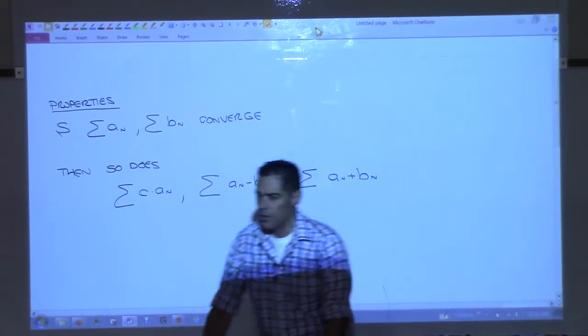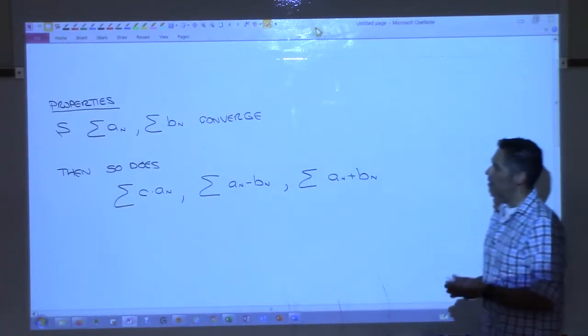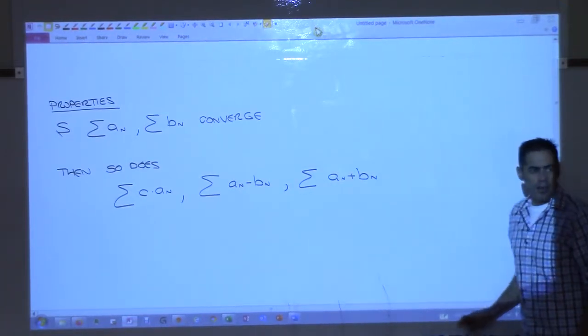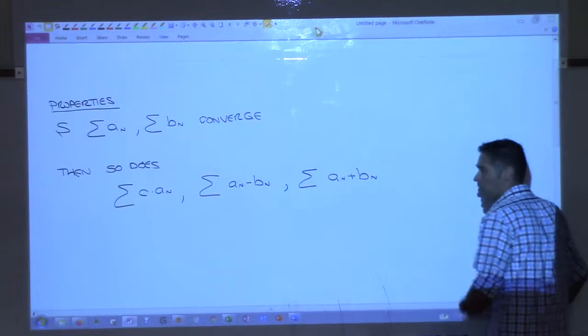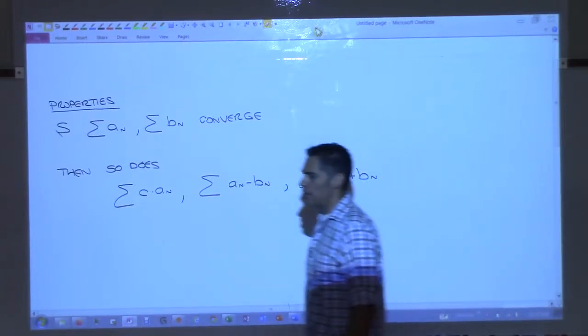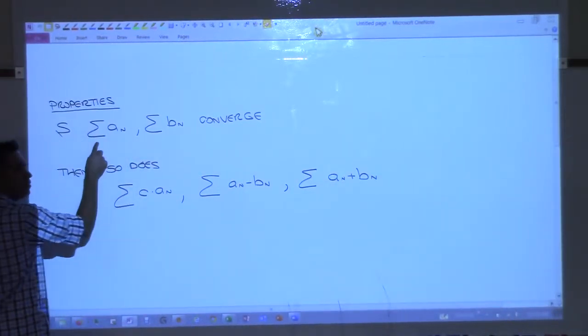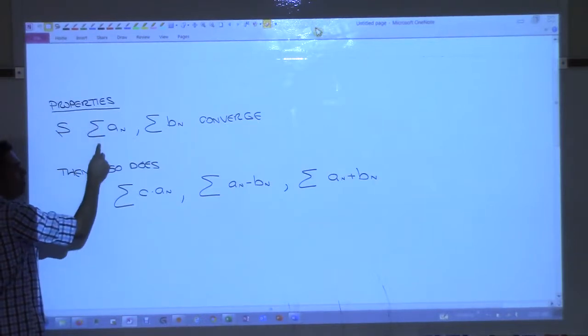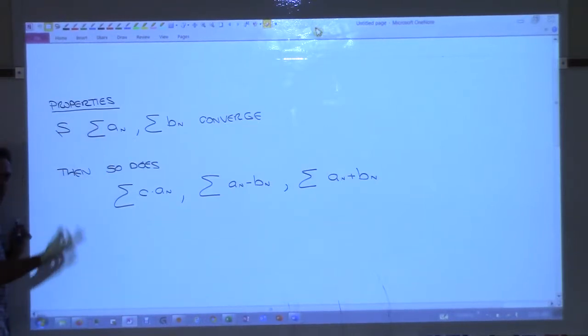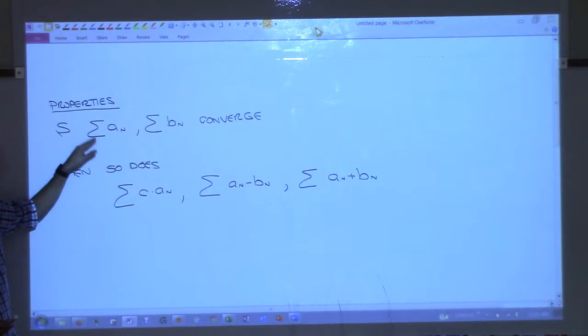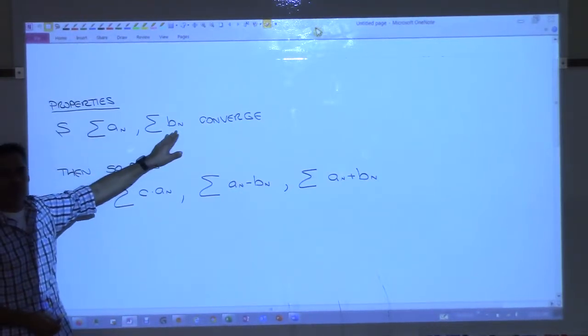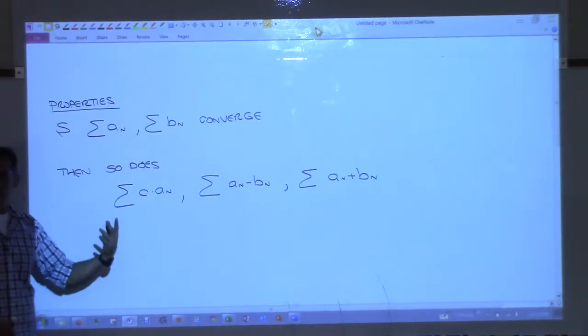All right, I'm trying to shorten this little property thing, but notice my notation has gotten a little sloppy here. It's not just me, the book does this also. Instead of writing sum n equals 1 to infinity, if we just write the sum, we understand that we mean from n equals 1 to infinity. So this property says, suppose that you have a convergent series and another convergent series. Then the following are true.